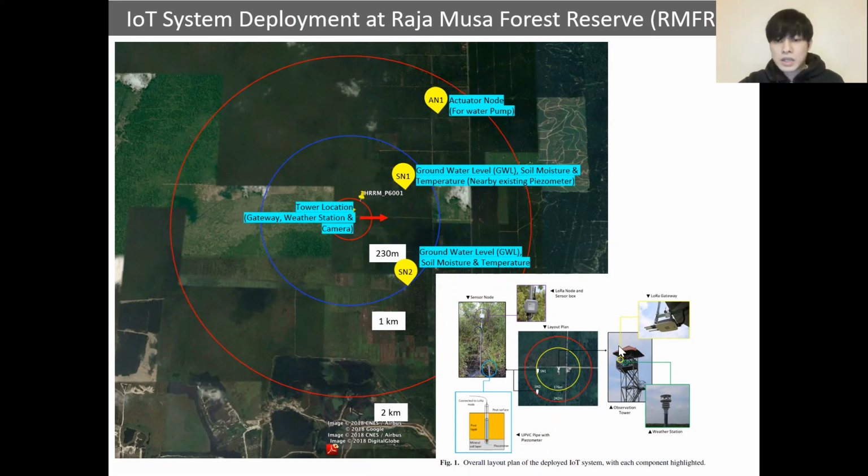On the right side of it is the observation tower or lookout tower. This is the LoRa gateway, and then the weather station, which can help to measure the ambient humidity, ambient temperature, the wind speed, wind direction, and so on. So this data collected by the weather station will also be used in our data analytic process.